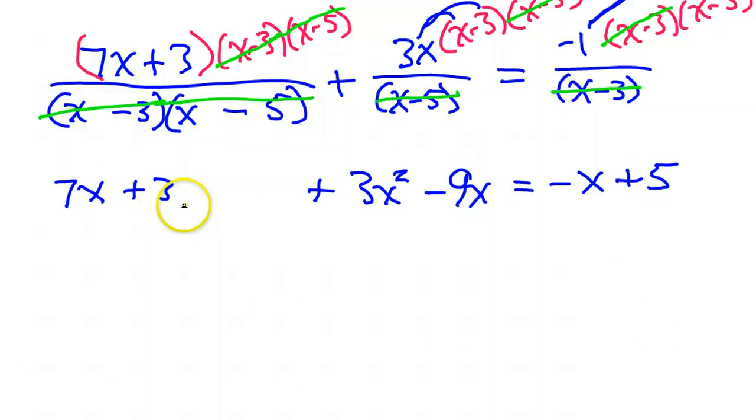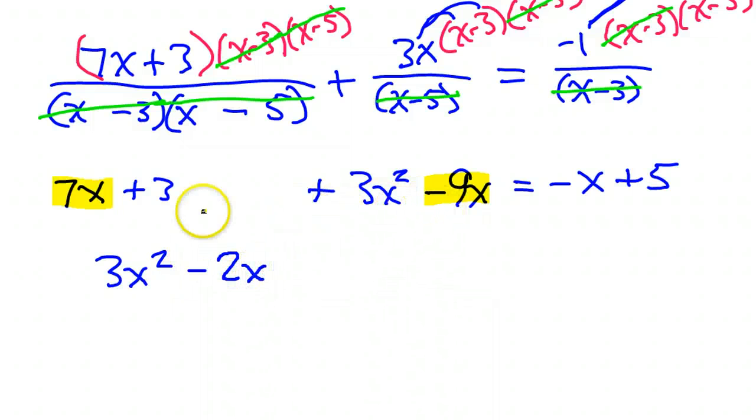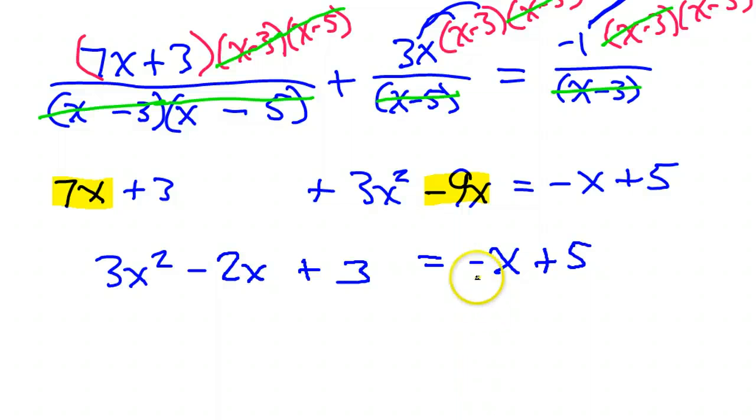Gotta combine like terms. 3x squared has no like terms, so I'm just going to bring that down. But I see the 7x and the negative 9x, they go together. So that's going to make negative 2x. And then I've got the plus 3. Just bring that down. That equals negative x plus 5. So I need to add x to both sides.